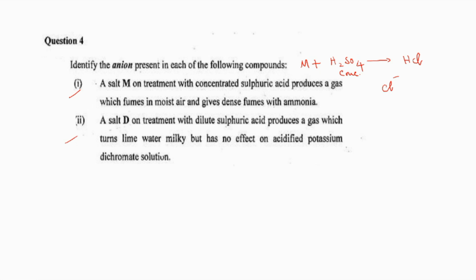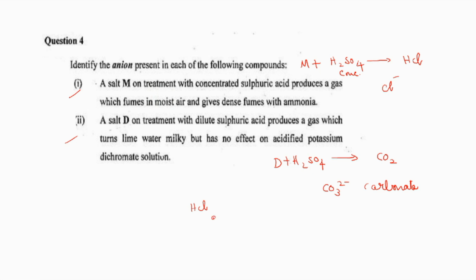A salt D on treatment with dilute sulfuric acid produces a gas which turns lime water milky but has no effect on acidified potassium dichromate solution. So can you identify the gas? It will be carbon dioxide. After adding dilute sulfuric acid only, carbon dioxide is evolving out of the test tube. So D will contain a carbonate. How to write the answer? It should be CO3 2 minus, or you should write carbonate. This is the anion present in that. Easy. One more point to be remembered.